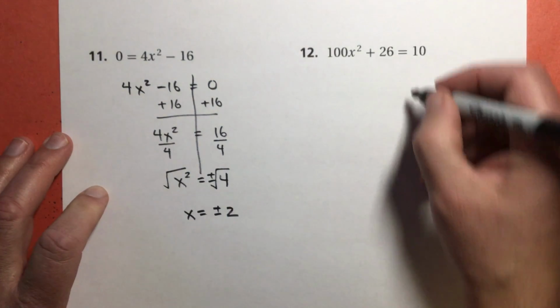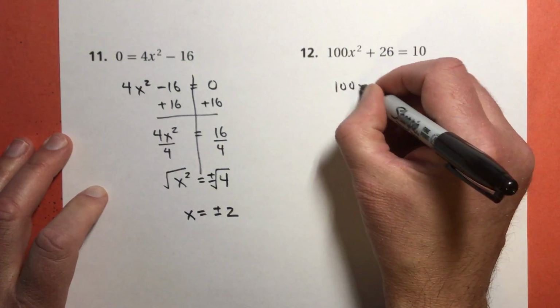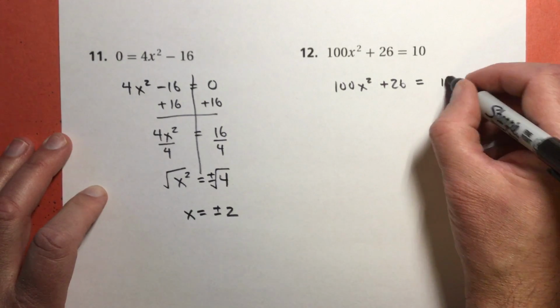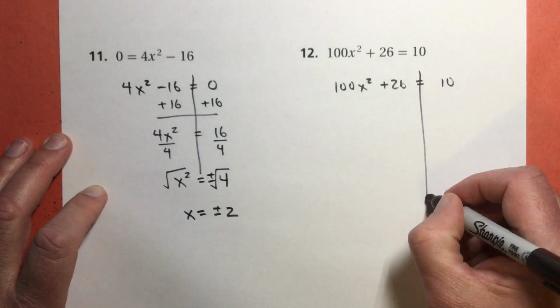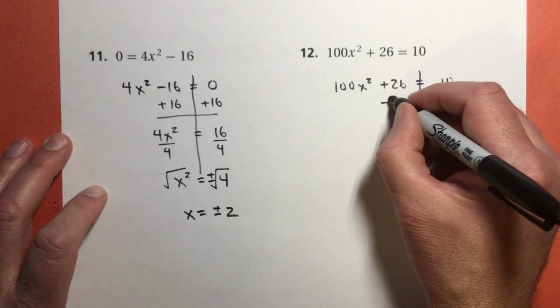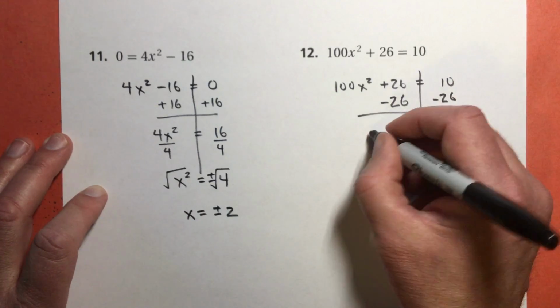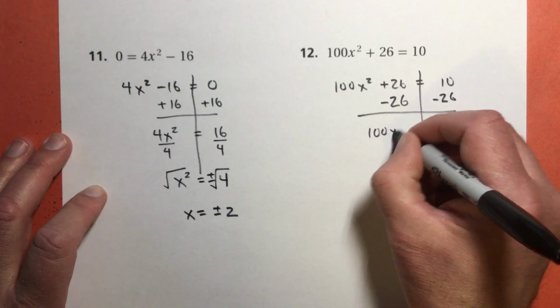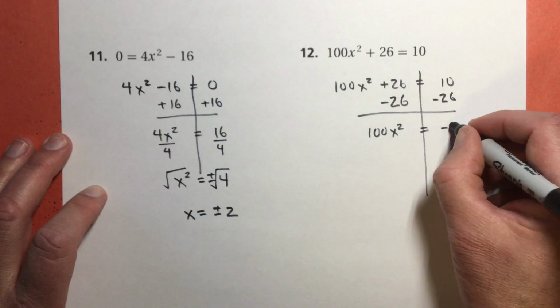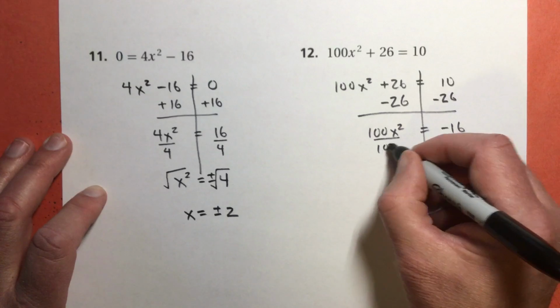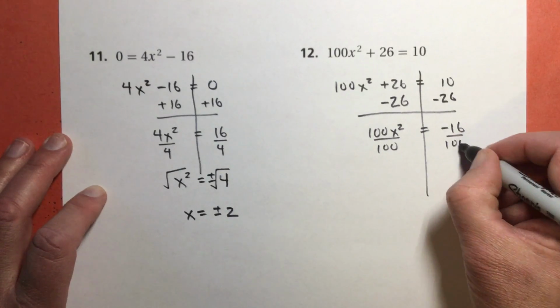Finally, for the last one, I get 100x to the second power plus 26 equals 10. I'm going to subtract 26 from both sides, and I get 100x to the second power equals negative 16. I think I see where this one's headed. Let's keep working. Divide both sides by 100.